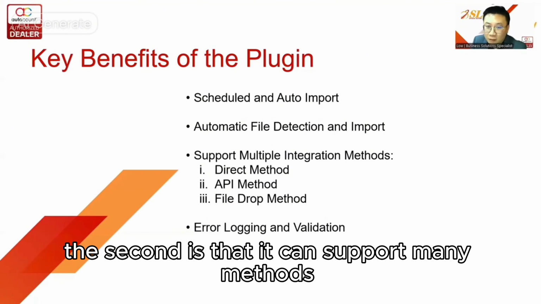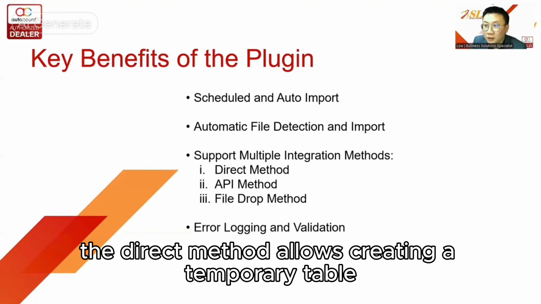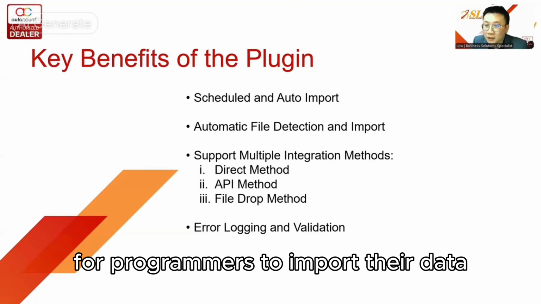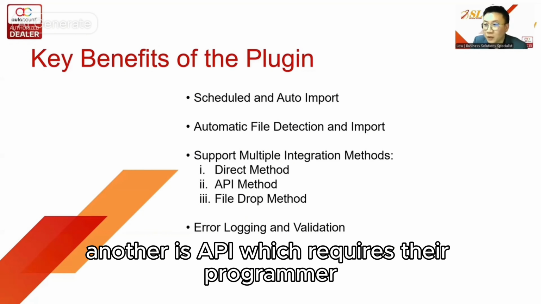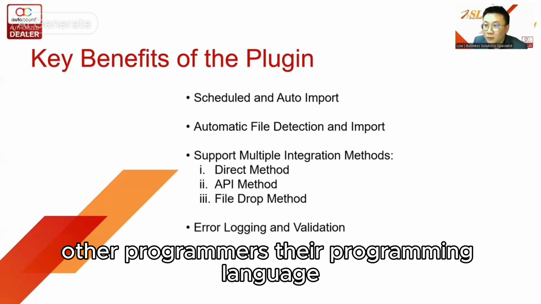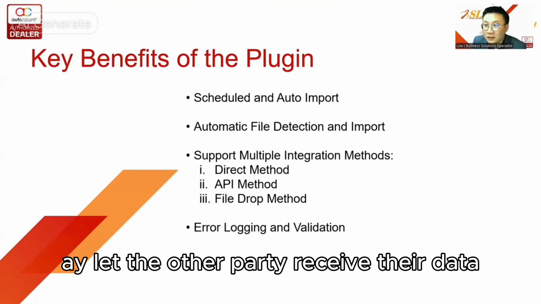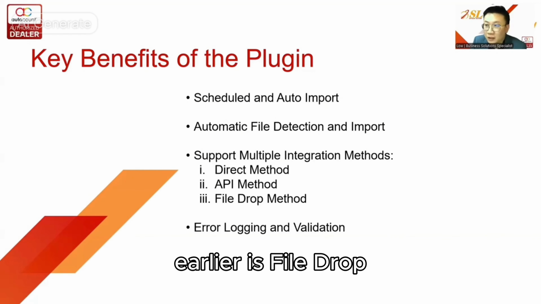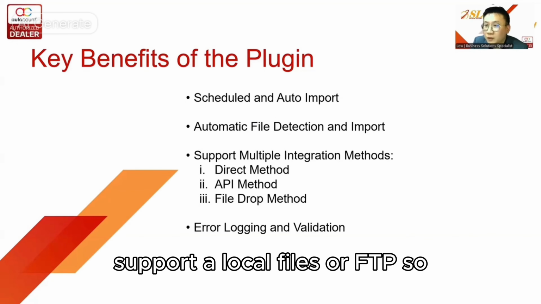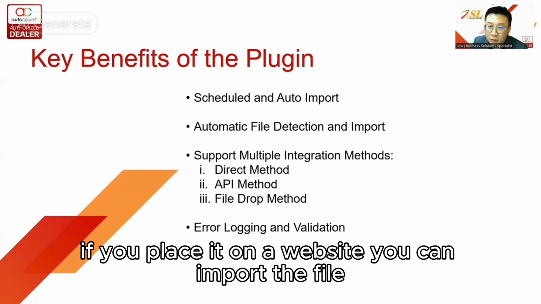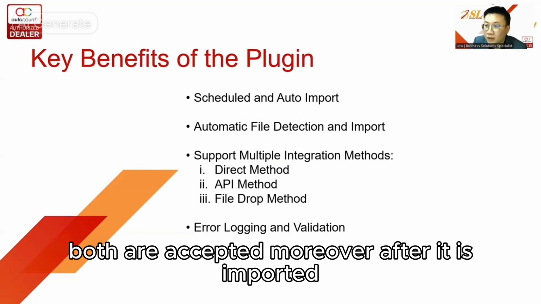The second is that it can support many methods, including the direct method. The direct method allows creating a temporary table for programmers to import their data into before pushing it into AutoCount. Another is API, which requires the other party's programmers, in their programming language, and I need to open some APIs to let the other party push their data into AutoCount. The last one we mentioned earlier is file drop, which is importing that Excel file, for local files or FTP. If you place it on a website, you can import the file through an FTP folder. Both methods are accepted.